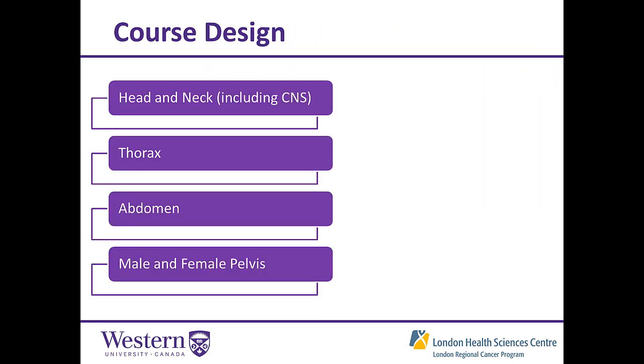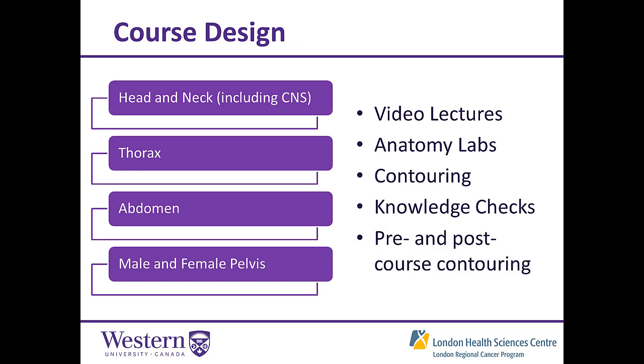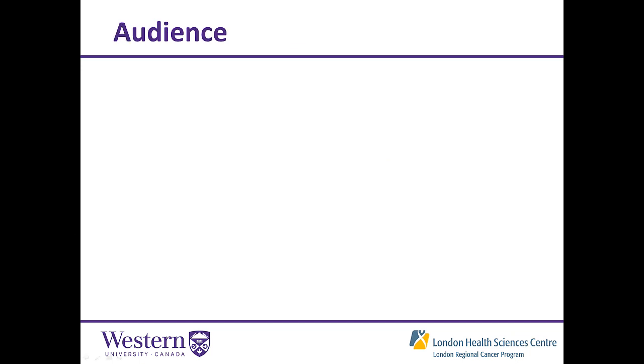The course is broken up into sections including head and neck, thorax, abdomen, and male and female pelvis. Each section contains video lectures, anatomy labs led by anatomy graduate students, contouring, and knowledge checks with quizzes. We even have a pre- and post-course contouring exercise so you can see how your contouring has changed after taking the course. This course was originally designed for radiation oncology residents, but we found that the audience is much wider.